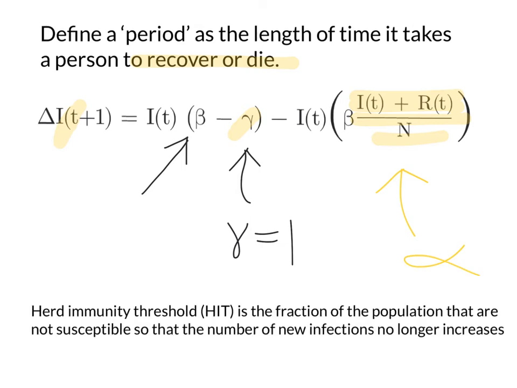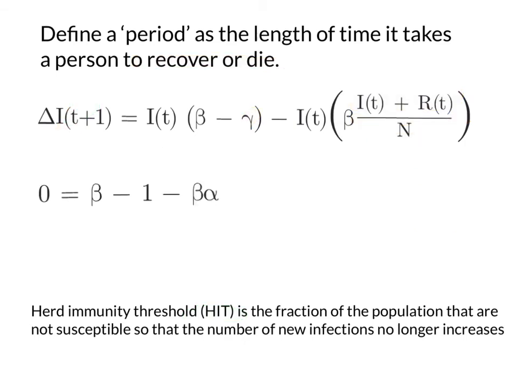We can now define the herd immunity threshold, HIT for short. It's going to be the fraction of the population, in other words, this alpha, so that the number of new infections, delta I, over here, no longer increases. So the herd immunity threshold is going to be the value of alpha that satisfies this equation that we've got given here. What is this equation? Well, it's simply delta I is equal to 0.